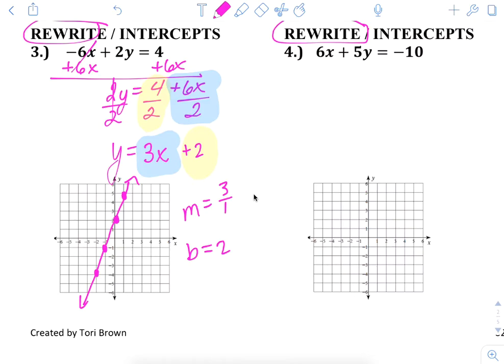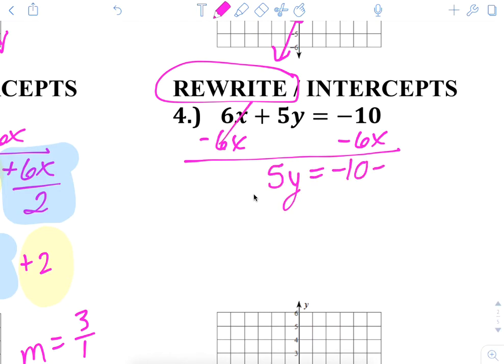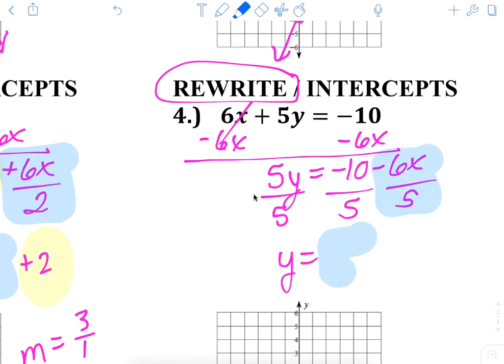If you need to listen to that again, maybe once to write it, once to actually listen, that would be a good idea. Okay. Last one, problem 4. We needed to rewrite it because 10 is not divisible by 6. So we're going to get rid of the 6. Subtract 6x from both sides. 10 and 6 does not go together because 10 does not have an x. So negative 10 minus 6x. We're going to divide everybody by 5. And then we're going to make sure that we put them in the right order. mx goes first, b goes second.